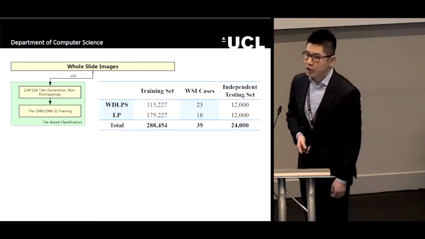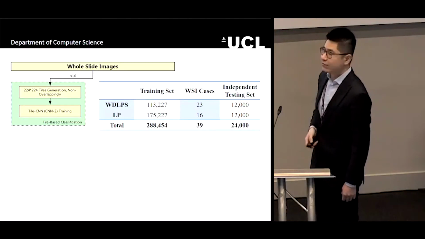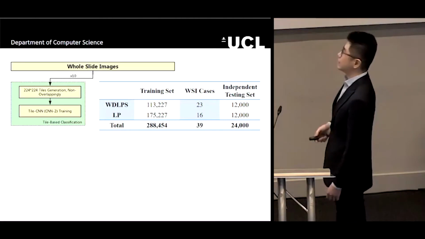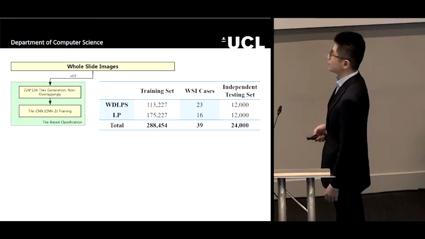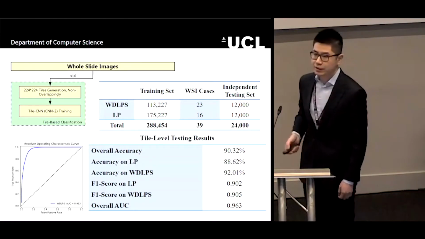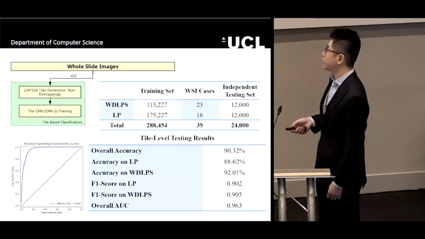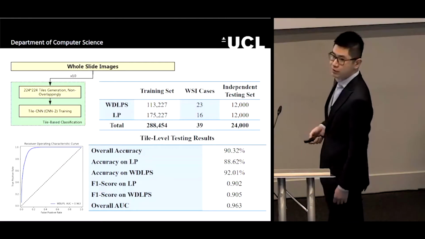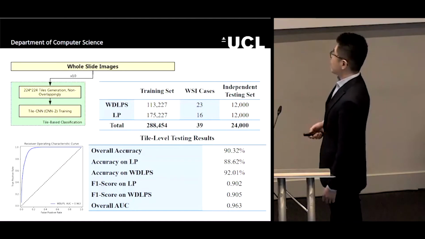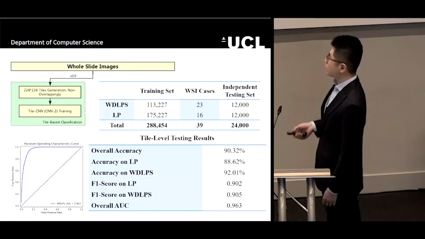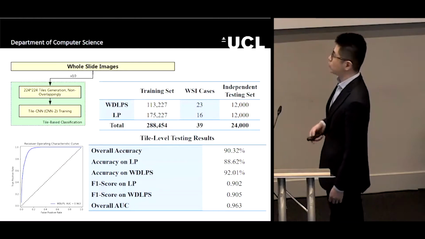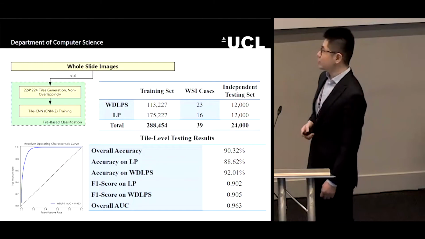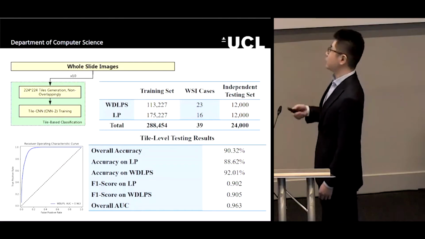So currently I've trained on approximately 300,000 tiles and tested on an independent set containing 24,000 tiles. And I've got a reasonable overall accuracy at about 90%. So here is a tile level testing result, which means about 90% of the tiles were correctly predicted to be malignant or to be benign. However, pathologists will not make the diagnosis on the tile level.